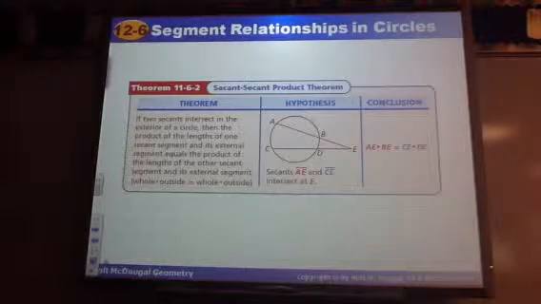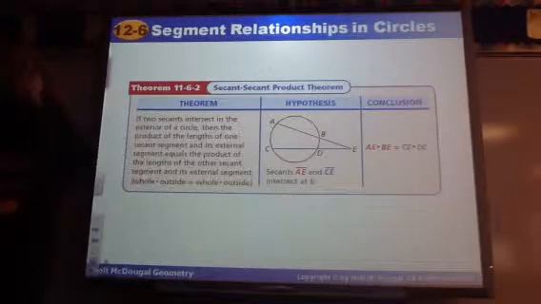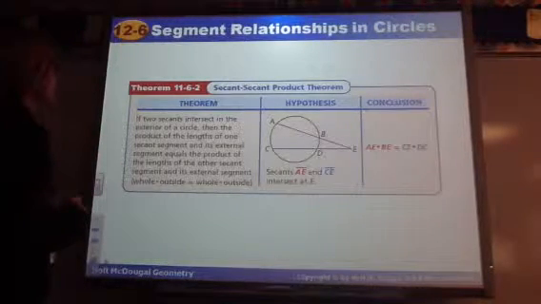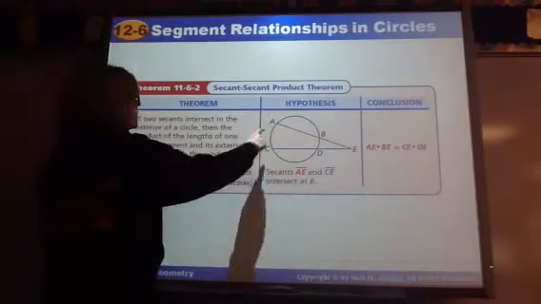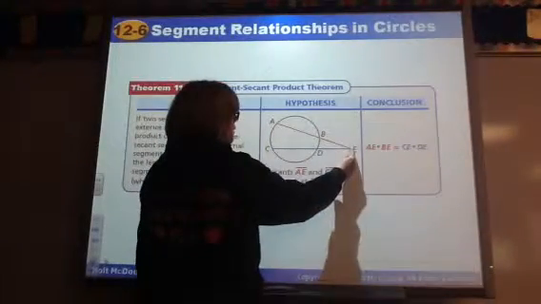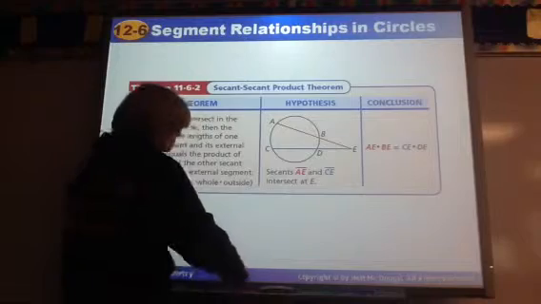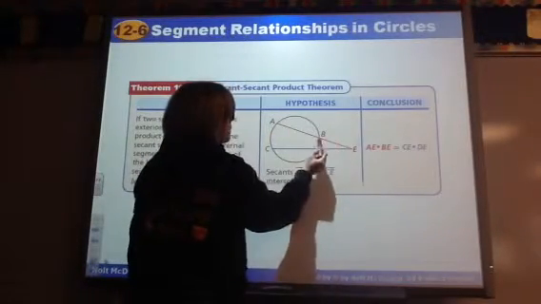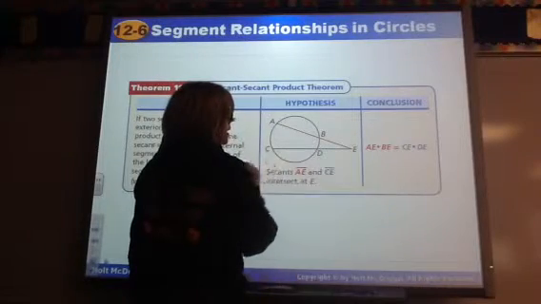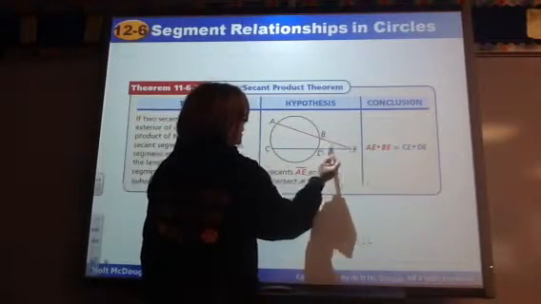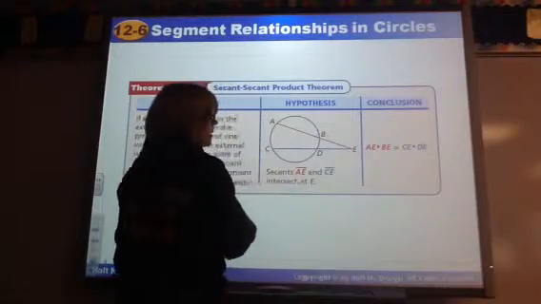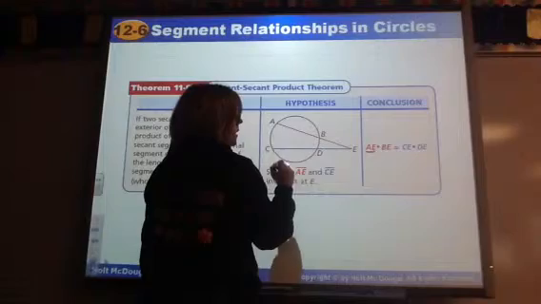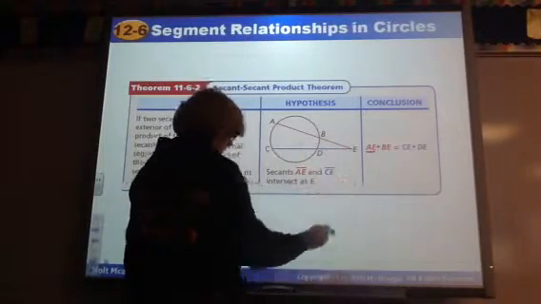All right, so we have a theorem here with our secant segments. What this is saying is if two secants intersect in the exterior of a circle, here are your secants, they intersect at exterior point E, then the secant times the exterior secant equals this secant times the exterior secant. And that's what you have right here: AE times BE equals CE times DE.